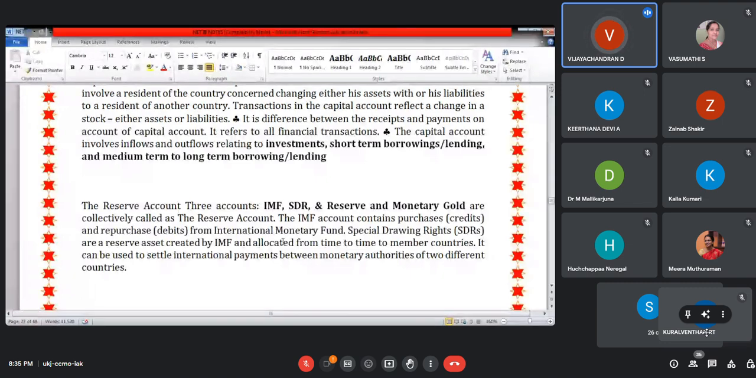Special drawing rights, I told, that is your quota, how much quota you are buying. The special drawing rights is a form of investment in the IMF. So that will be given to the member country only. Any member country of IMF, they will buy the special drawing rights.